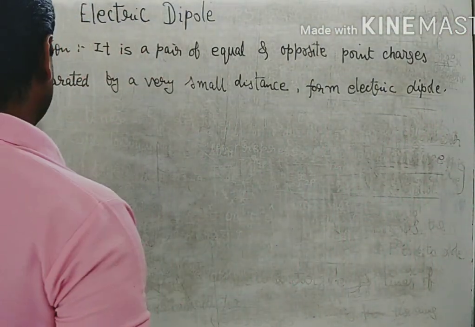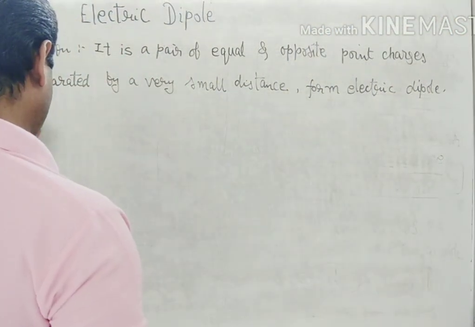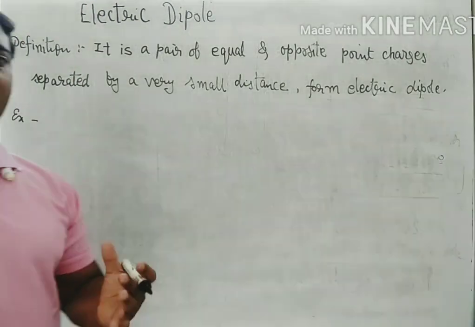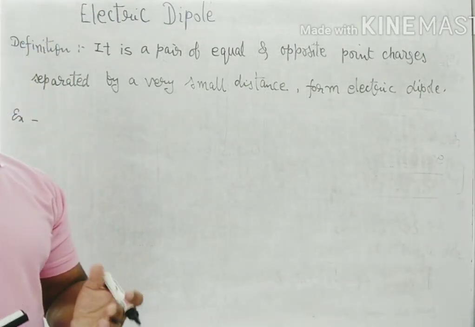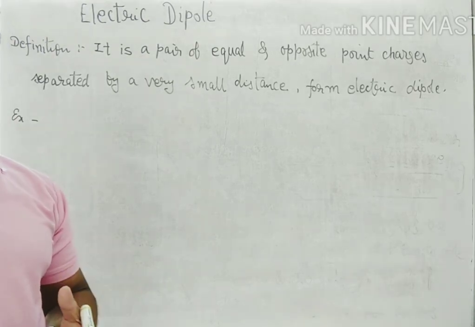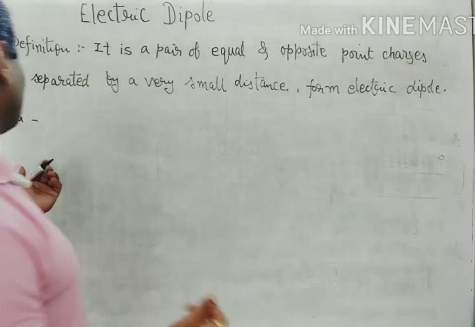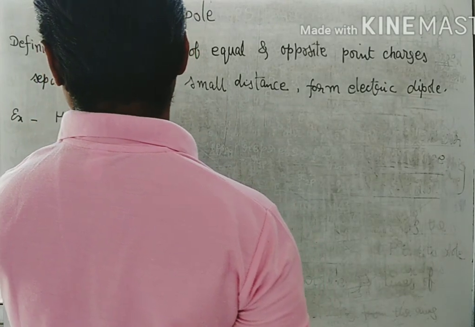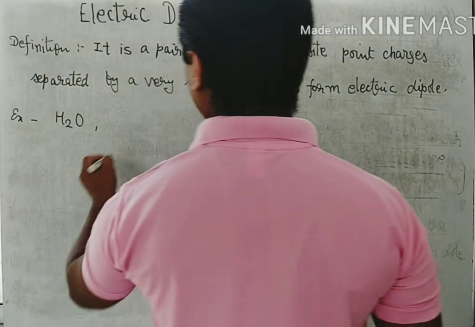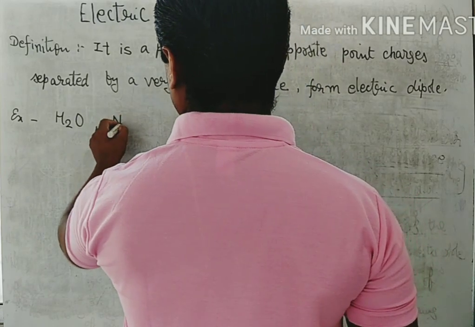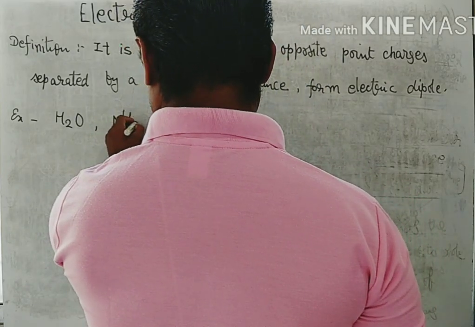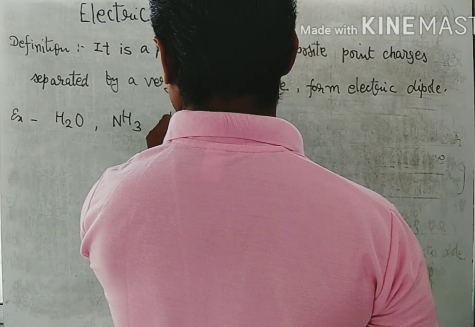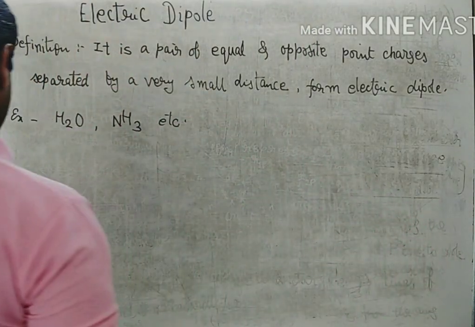Now for examples, like in chemistry you might have studied H2O, NH3. So these are a few examples of naturally existing electric dipoles.